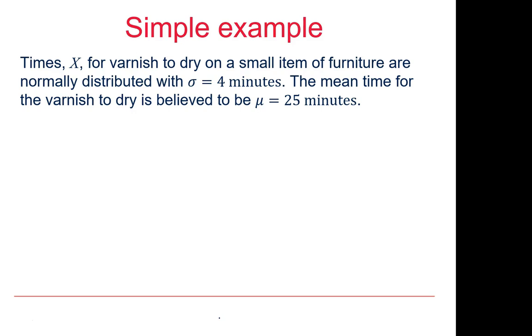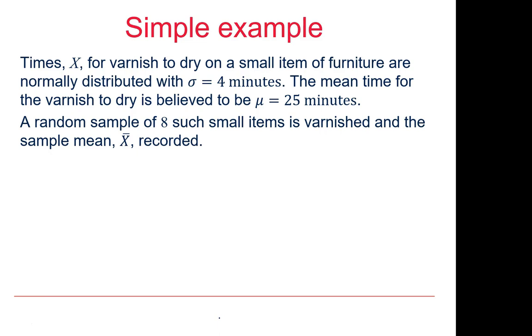So looking at a very simple example here, and I'll give you a moment just to read through each portion of this example so you can take on board the information. We're talking about times x as our continuous random variable, and we know that the standard deviation is 4 minutes, and it's believed that the population mean time is 25 minutes.